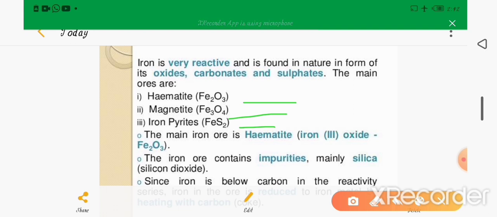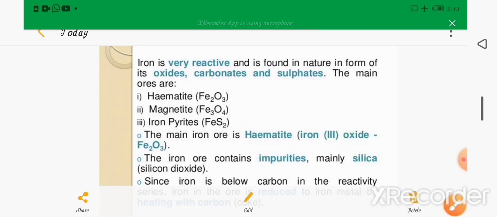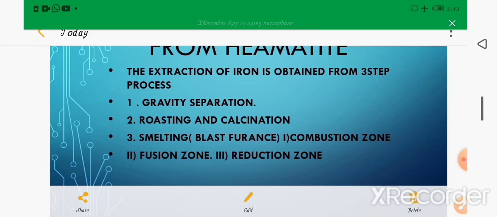The iron ore contains impurities. It can be reduced by silica. Since iron is lower in reactivity than carbon, carbon reduces the iron oxide to iron. Okay, before going to extraction, we see the steps involved in getting iron from hematite.